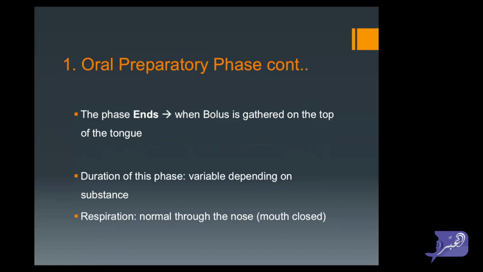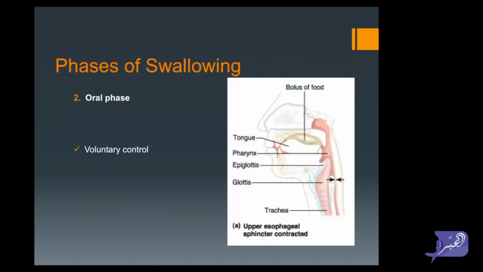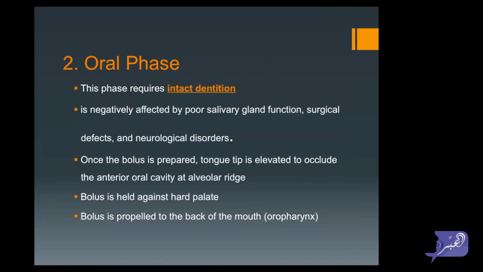Respiration here is normal. So while I am eating, I am inhaling and exhaling normally. The active respiration is normal and it's through the nose. The oral phase, again, is also under voluntary control. Now, this phase is important as well. These two really mesh together, the oral prep and the oral phase. With the oral phase, I've noted, but it's also in the oral prep phase.